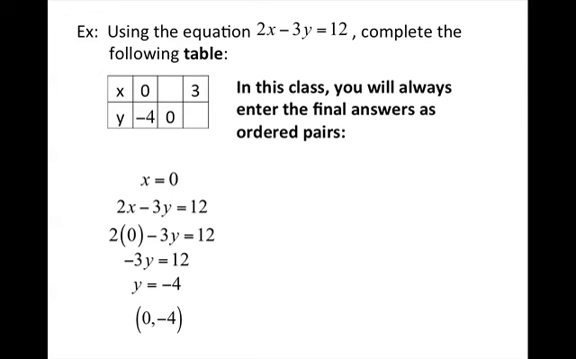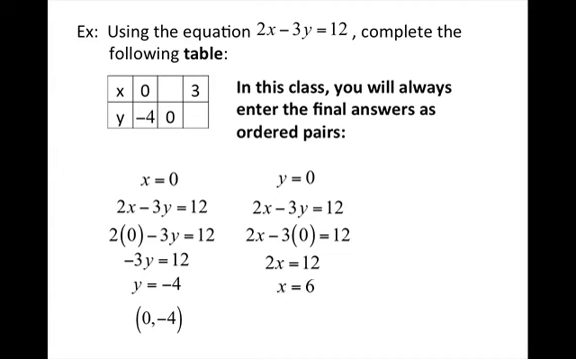Next, my y is 0. So begin with the equation 2x minus 3y equals 12, and this time I'm going to replace y with 0 and solve for x. So -3 times 0 is 0, so I end up with 2x equals 12. Divide each side by 2, and I end up with x equals 6. So in my table, the x value is a 6, and this gives me the ordered pair (6, 0).